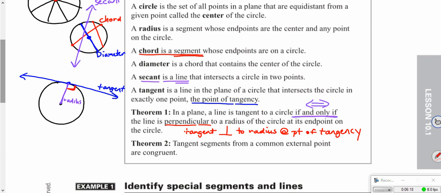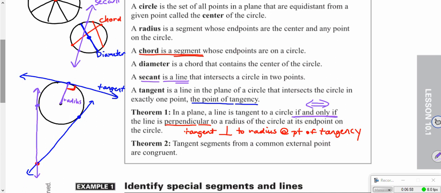Now, theorem two: tangent segments from a common external point are congruent. So what this is telling me is if I have a point out here somewhere in space, it doesn't matter where it is, and I draw a line from that point to my circle, it's going to cross here. So here's one line. Here's another line. Let's see if I can make this pretty. Okay, I can't even seem to touch the circle. I'm going to fudge it a little bit here.